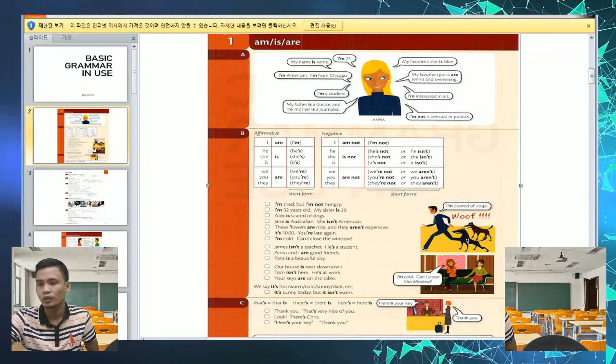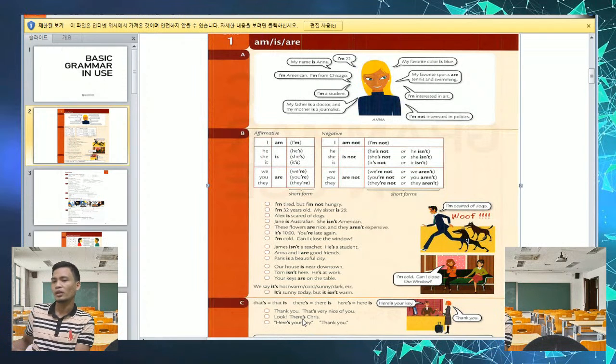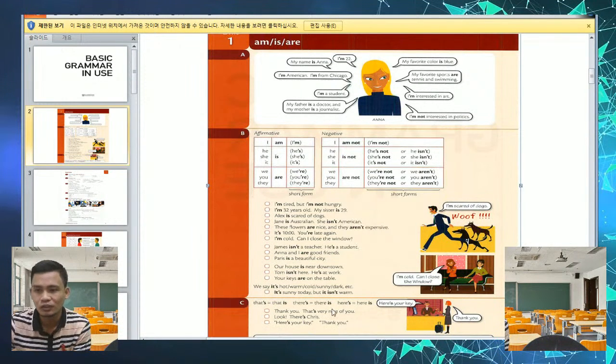Here is, for the here is. Okay, so thank you. That's very nice of you. Instead of saying that is very nice of you, you may say that's very nice of you. That's too simple. We also have look, there's Chris. Instead of saying look, there is Chris, you just say look, there's Chris. That's way shorter. We also have here's your key. Thank you. Instead of saying here is your key, you can just say here's your key.